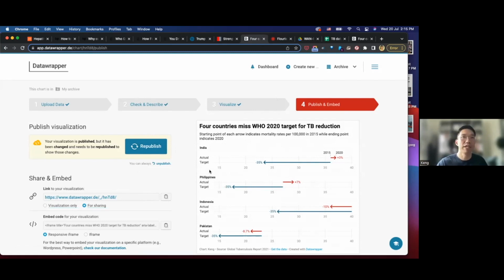You just have to update the chart on Datawrapper. So this is how you can do it.